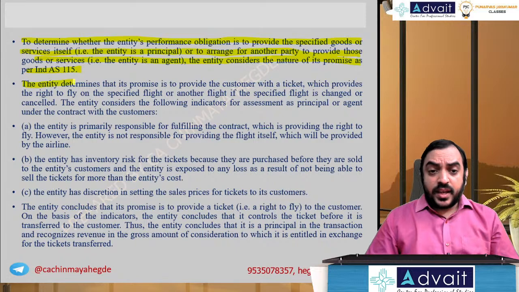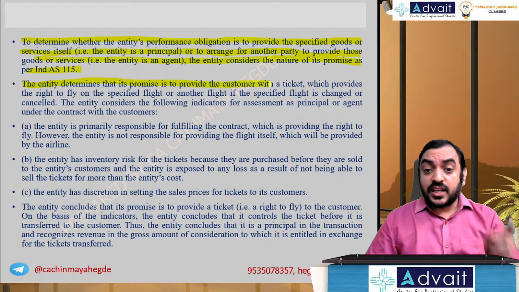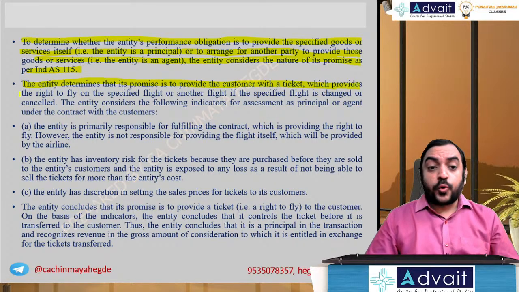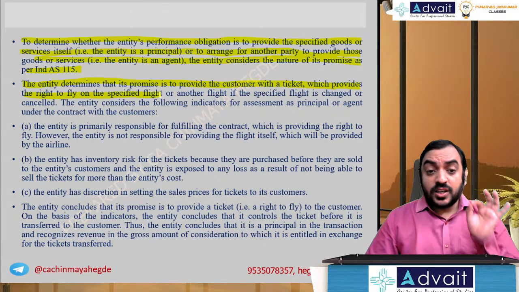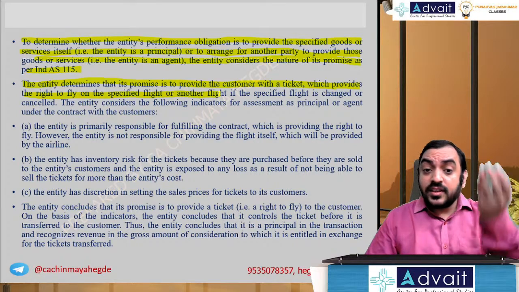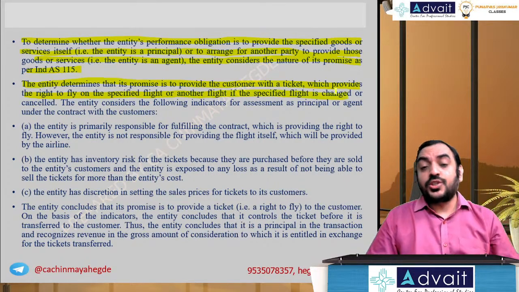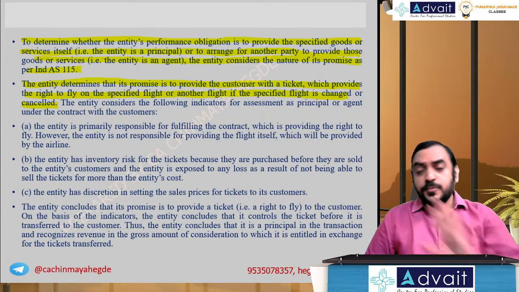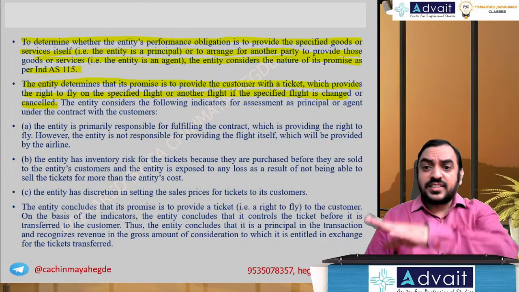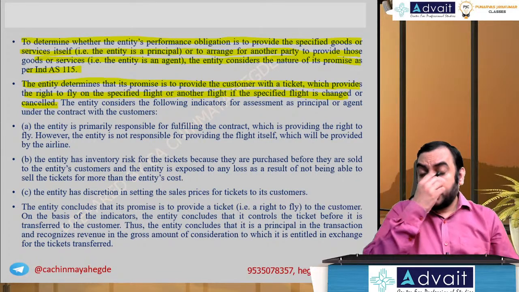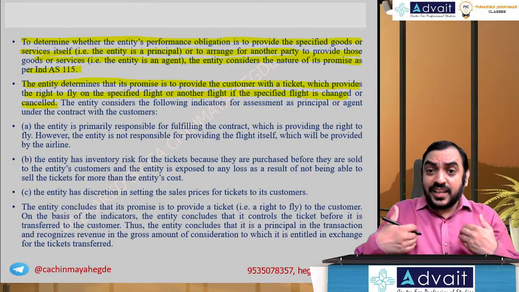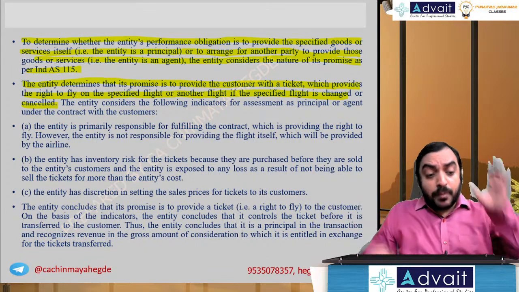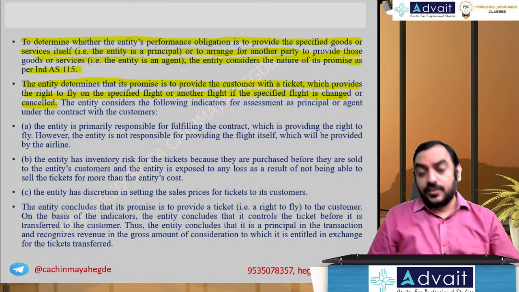The entity determines that it promises to provide the customer with a ticket. You're selling a ticket which provides the right to fly on a specified flight or another flight if the specified flight is changed or cancelled. I'm giving the ticket. You go and travel. If that is cancelled, I will give you a different ticket. So even though I am acting as an agent, acting as a middleman on behalf of the airline, I am ensuring you will get the travel.